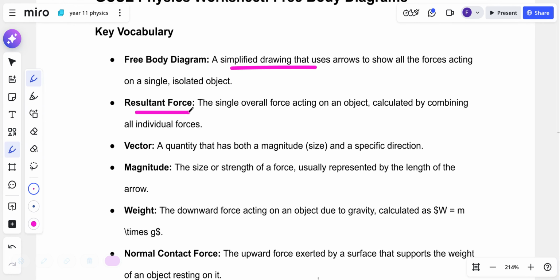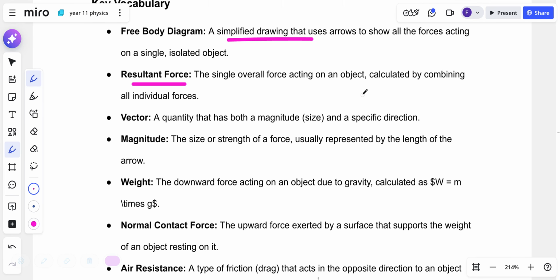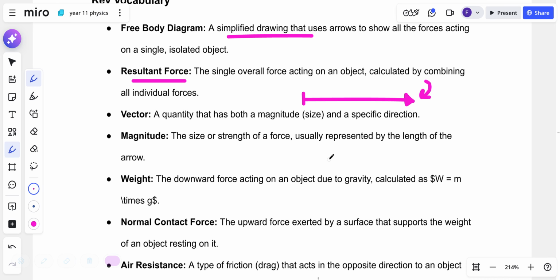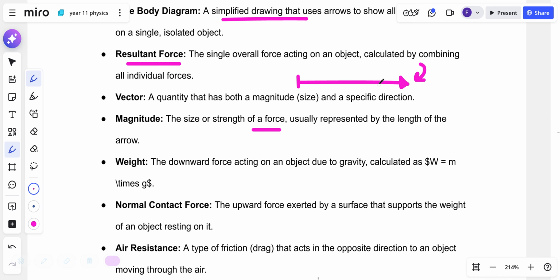We looked at resultant force, the overall single force on an object, and you work it out by combining all the individual forces. A vector has both magnitude, which is how big it is, the size, the numerical value, and the direction. And I'm just going to add to this. With a vector, with an arrow, the arrow tells you the direction, the length of the arrow tells you the size. The longer the arrow, in this case, what we're looking at is forces, so the greater the force. Magnitude is the size of the force. As I said, use the length of the arrow, or simply the number, 3 newtons. That is the size of it.